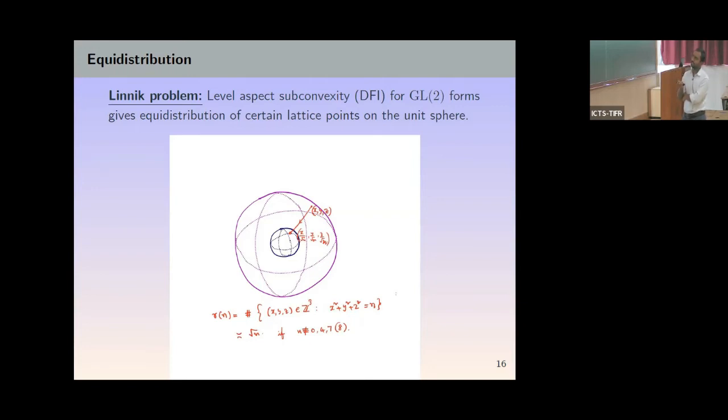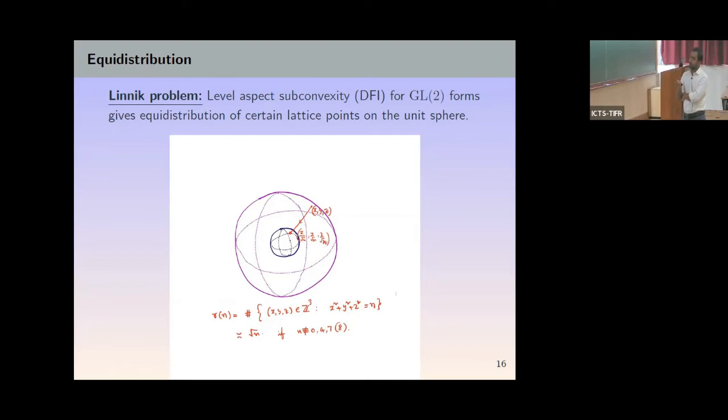So how do you get these lattice points? You just project this (x, y, z), which is on the big sphere, down onto the unit sphere by dividing by root n. So now these will be points on the unit sphere. The subconvexity implies that these lattice points are equidistributed on the unit sphere as long as n is not congruent to 0, 4, 7. So there are still a lot of points, and you show that they are equidistributed. It's a really good application.